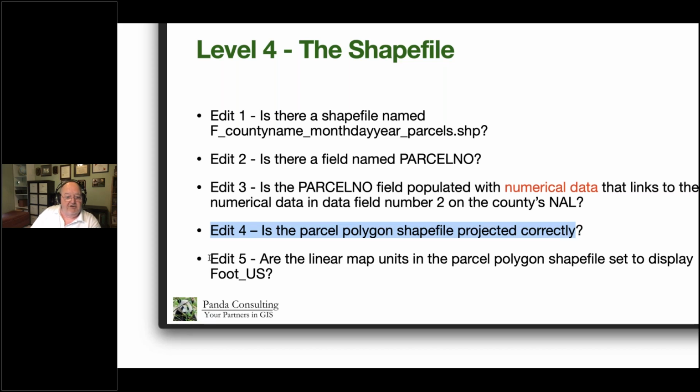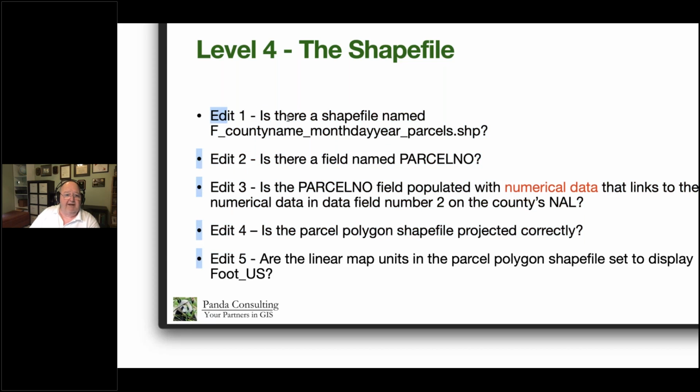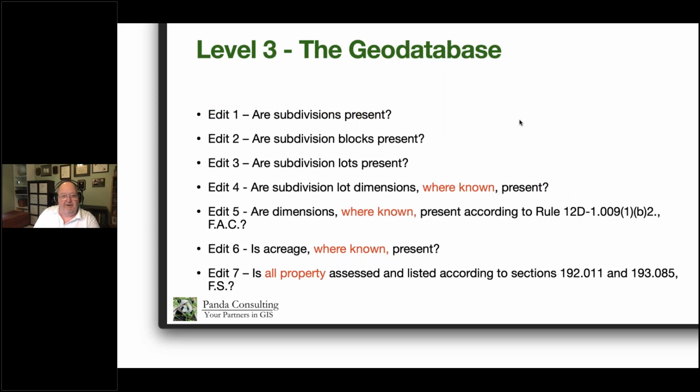And then finally, with the shapefile, are the linear map units of the parcel polygons set to display feet, US feet? Very simple. The shapefile is usually the thing that has the least problems with it. Often some of the counties have an issue with the naming convention, but other than that, it's pretty easy to do. But then we get into the level 3 audit of the geodatabase that's being submitted.